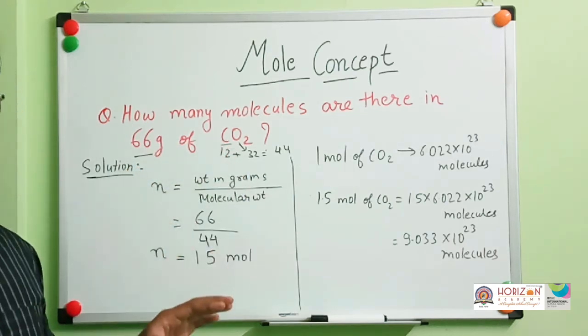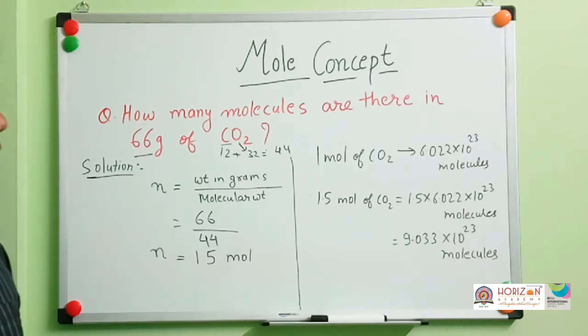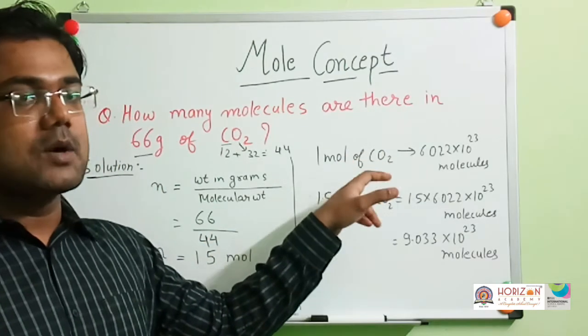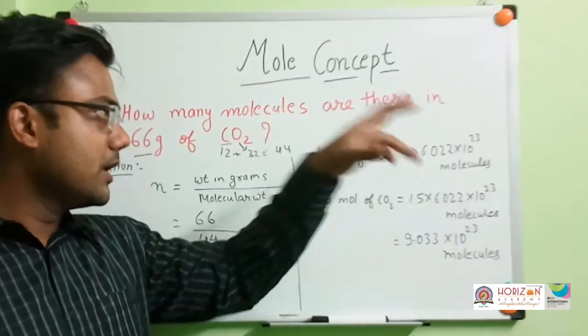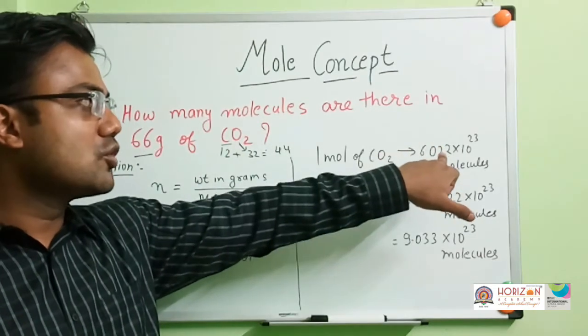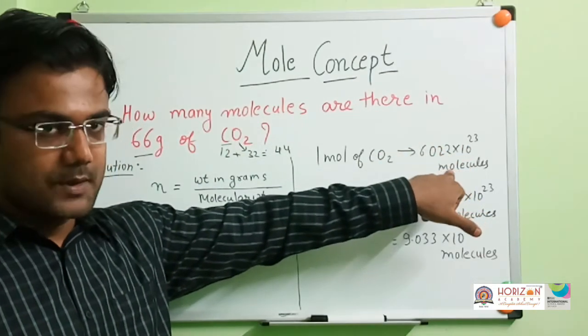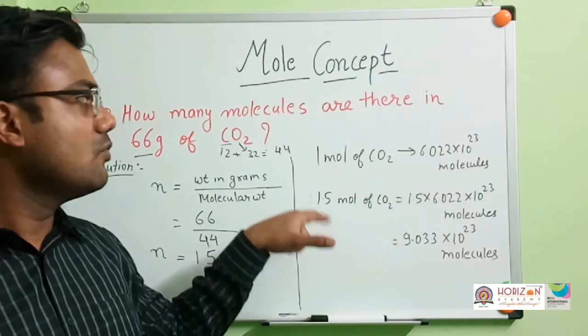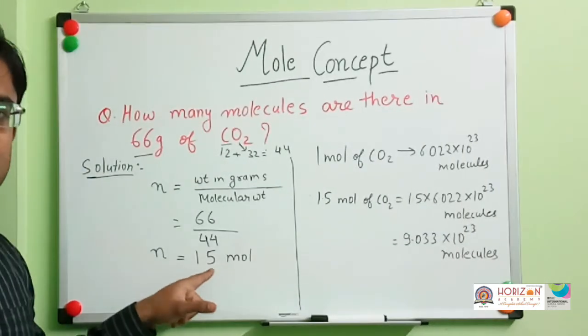But how many molecules are present in this? You know that 1 mole of every substance, every compound, element or molecule, will contain 6.022 × 10^23 molecules. Now how many molecules will be present in 1.5 moles, because 1.5 mol is the answer.